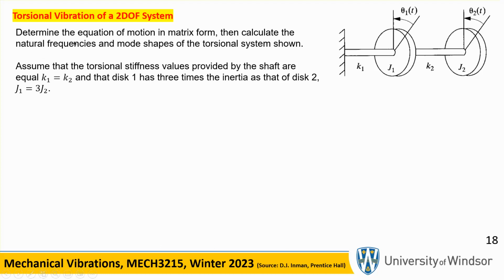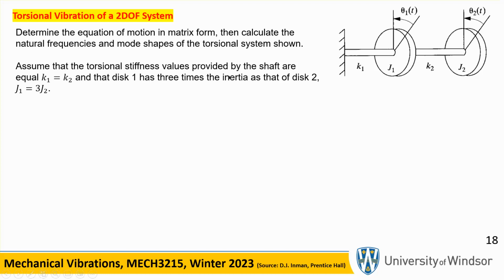Some information is given. First of all, it says write the equation of motion. And once you wrote the equation of motion, suppose that these two have the same stiffness, for example, the same material, same length, same diameter, etc. And assume that the mass moment of inertia, polar moment of inertia of this is 3 times that. So work out the natural frequencies and the modes and things like this.